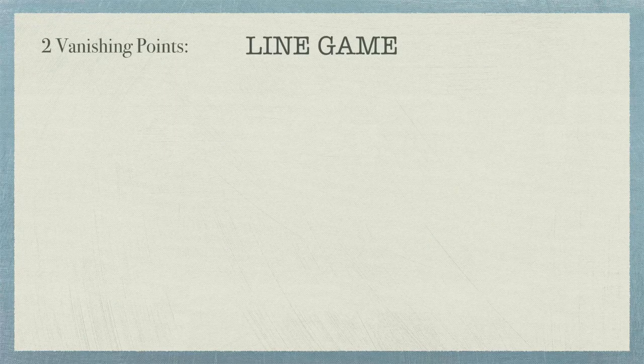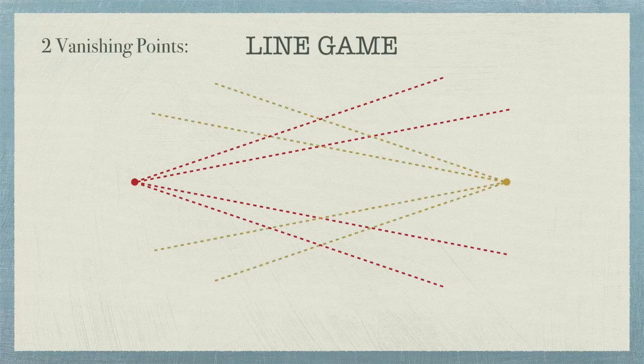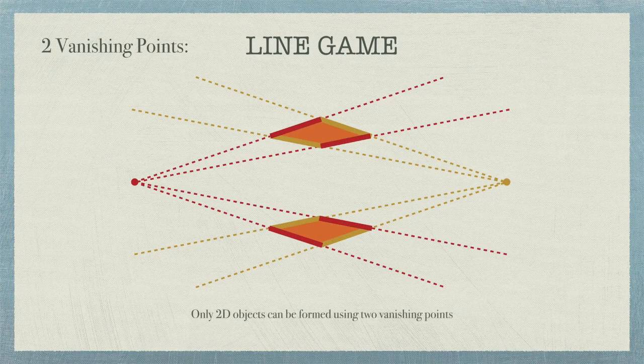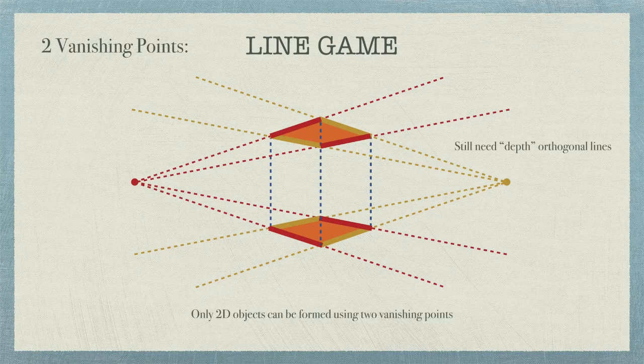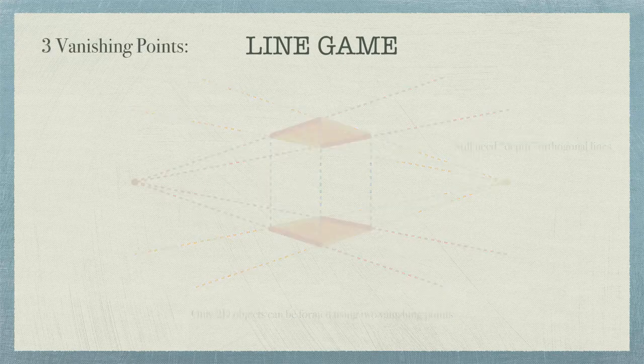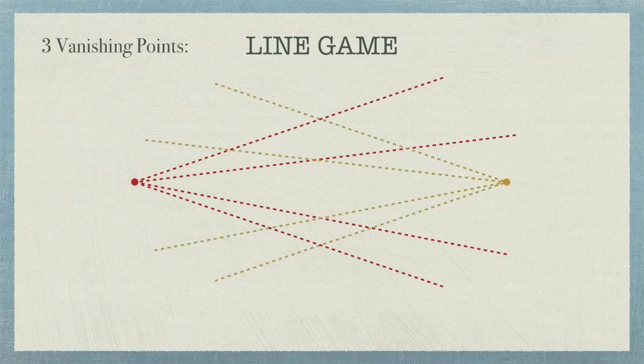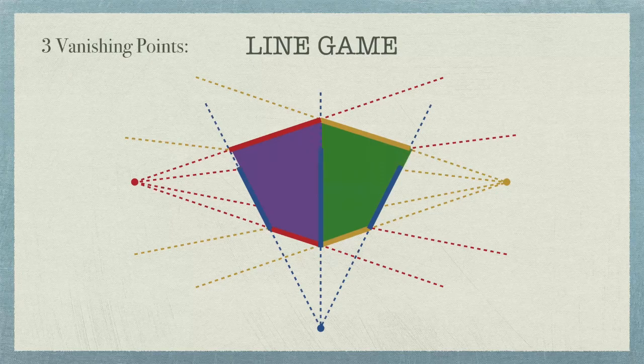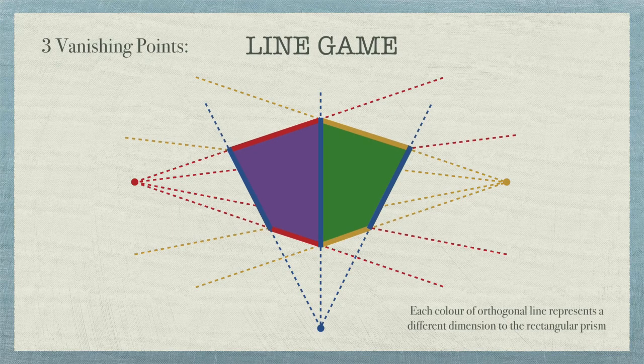Now, if you've been drawing around a bit using these 2 vanishing points, you'll find that we still aren't quite at the level of being able to replicate the look of 3D objects just yet. But if we were to add in a third vanishing point, and hence the name 3-point perspective, we can now produce shapes on a flat surface that appear to look 3-dimensional to our eyes.